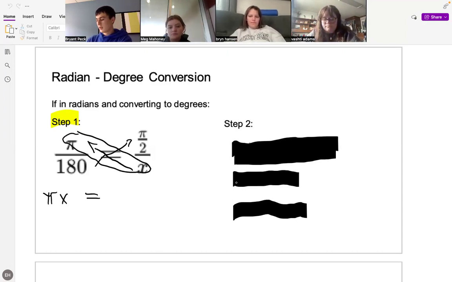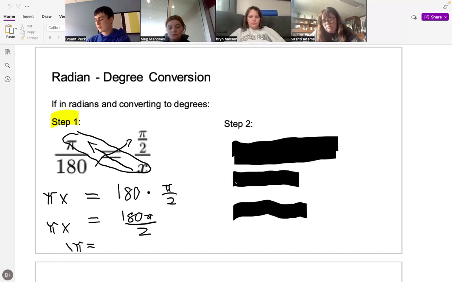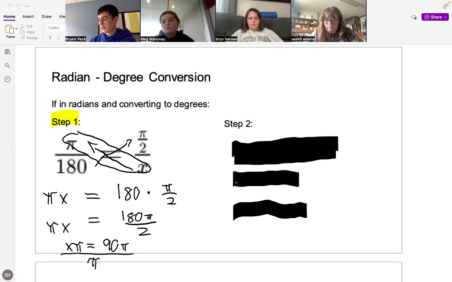And now we have pi times x equals 180 times pi over 2. We can rewrite this as pi x equals 180 pi over 2. And 180 divided by 2 is 90, right? So if we write pi x equals 90 pi, it looks like we're on the right track to get 90 degrees, right? So now we can just divide by pi, and we have x equals 90.